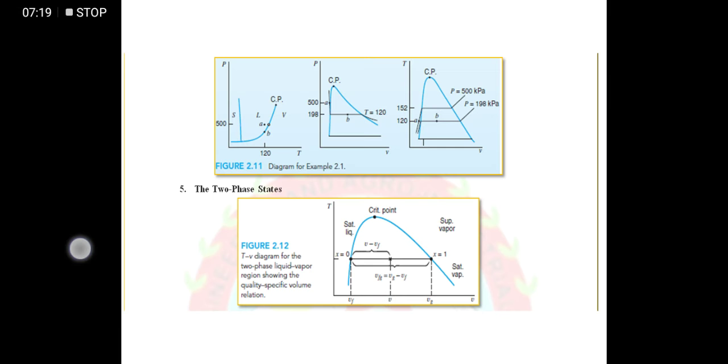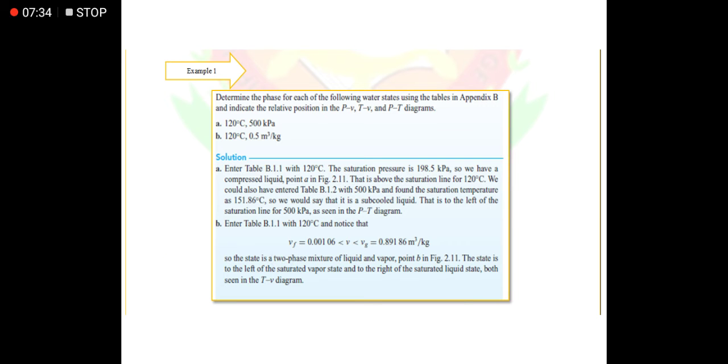So, saan yung 2.11? Ibig sabihin, dito daw tayo, ditong point, okay? Kasi as a function of T and volume. So, dito yan siya. Yan yung point na letter A. Then we could also use table B.1.2, with 500 kilopascal as an input quantity, and found the saturation temperature as 151.86 degrees Celsius.